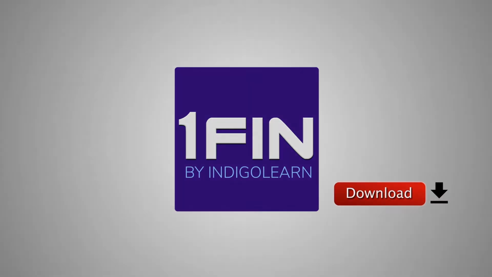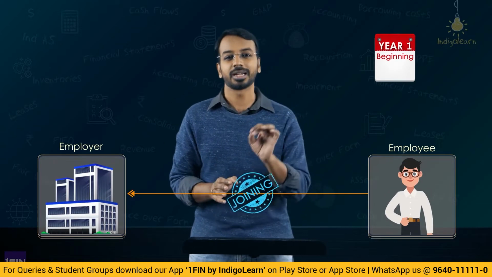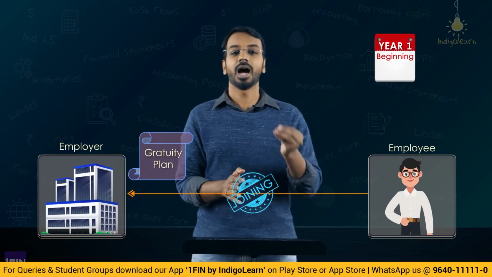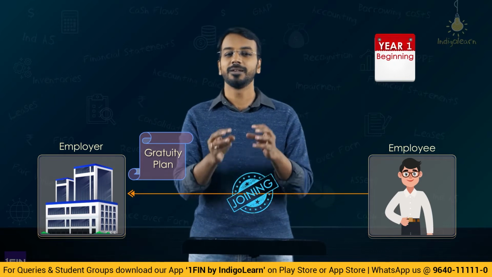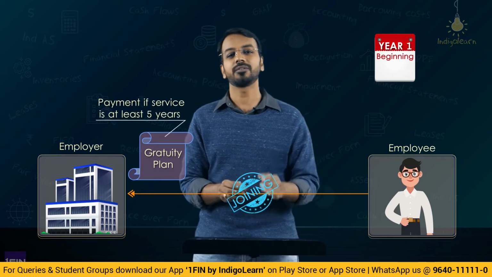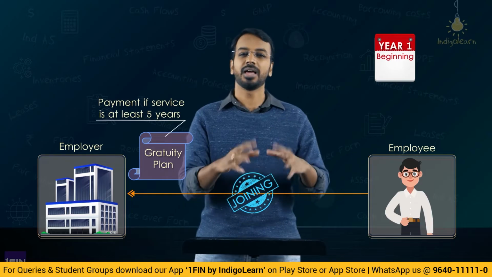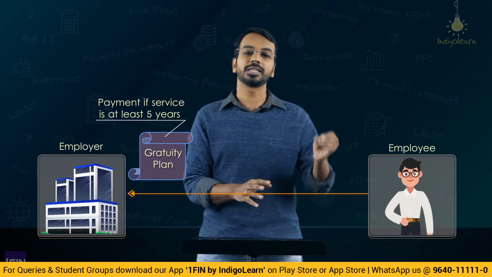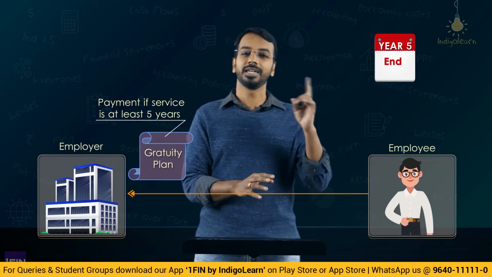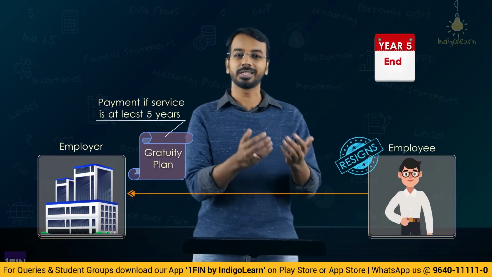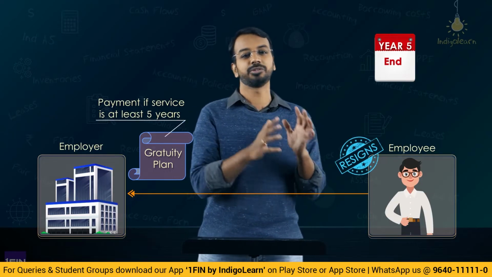Say at the beginning of year 1, an employee joined an organization. Okay. And the organization has a gratuity plan under which the employee would be paid certain gratuity after completion of 5 years of service. And for simplicity's sake, let us assume that once he completes 5 years of service, on the very next day, the employee resigns, and because he resigns, he will be entitled to gratuity payment.